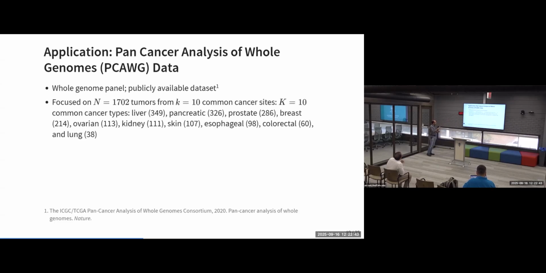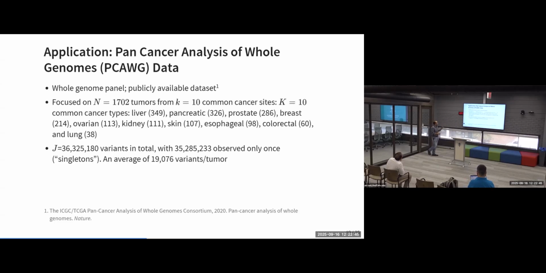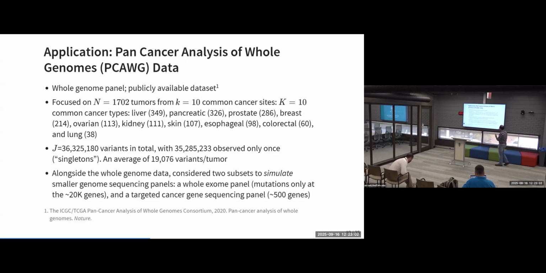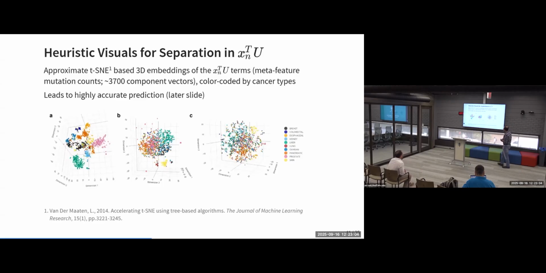I will just highlight with a particular example on the publicly available data I previously noted, where there are a little over 36 million mutations, of which 35 million were observed only once, were singletons. So very sparse data. On this data set, we applied the model and we looked into how much information we get by this dimensionality reduction. And we were able to see that at the whole genome level, so this is a heuristic visual of the dimension reduced X_n transpose U, those vectors.